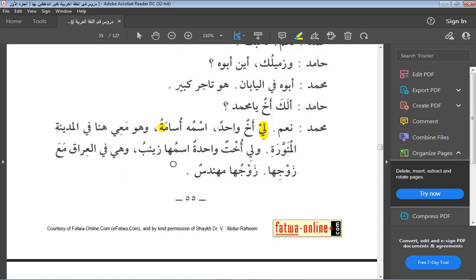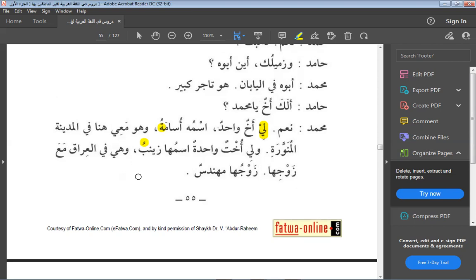Wali ukhtun wahidatun, and I have one sister. Ismuha Zainab. Her name is Zainabu. Be noticing your qawaid. Zainabu, one dhamma. You don't say Zainabun. The qawaid keeps repeating. Whenever you see a nat and man'ut, you have to let your attention come on it. Whenever you see idafa, construction, you have to let your attention come on it. When you see the qaida with regards to the feminine nouns, where we say they don't take tanween, you have to let it click in your mind. Be reminding yourself of the qawaid.